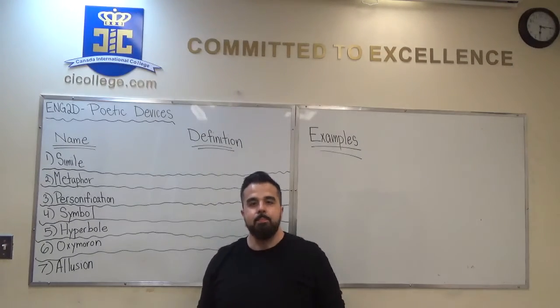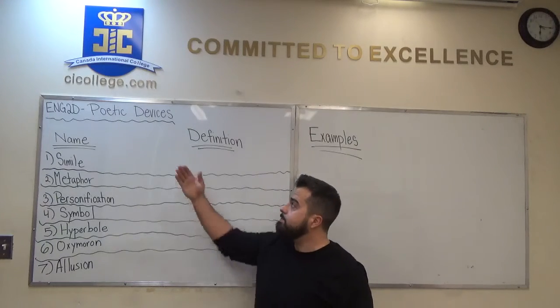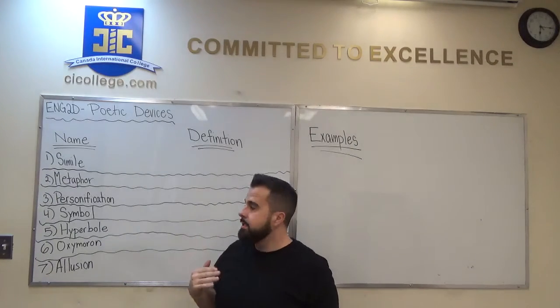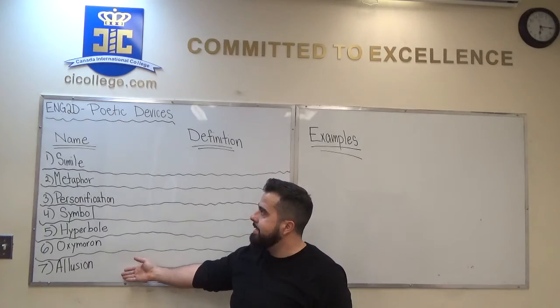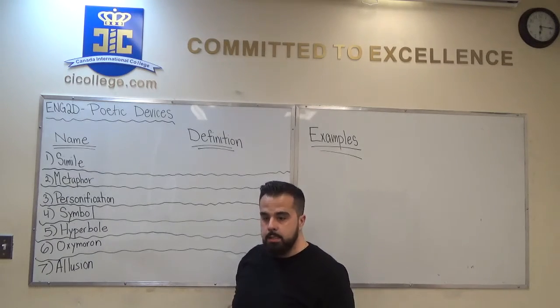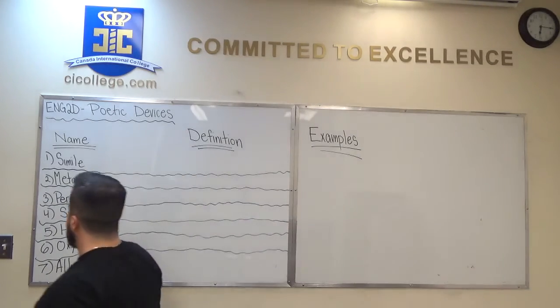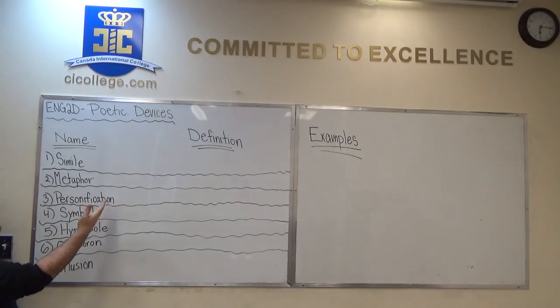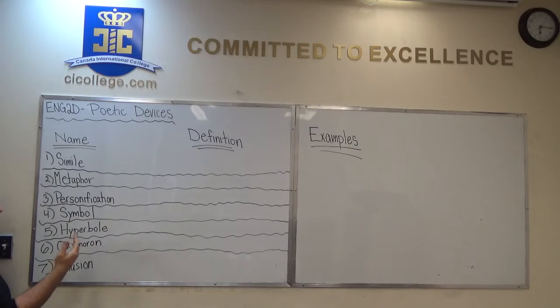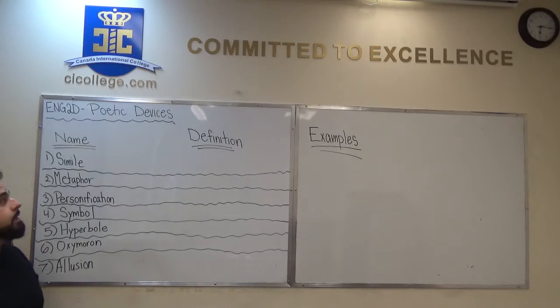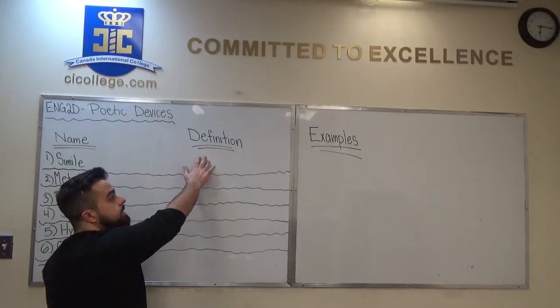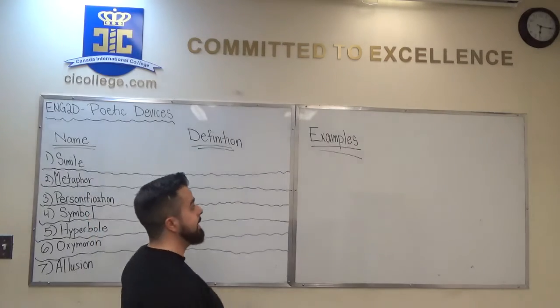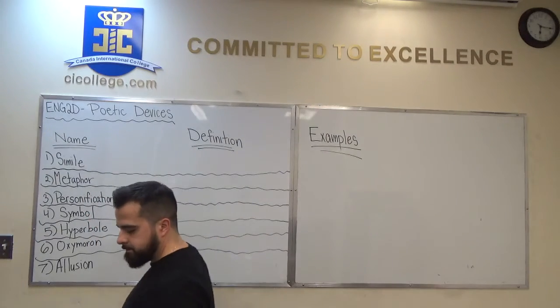Alright, hello guys. Today our lesson is going to be about poetic devices. And we have 7 different names that we're going to learn today. We have simile, metaphor, personification, symbol, hyperbole, oxymoron, and allusion. So let's go through these one at a time. We're going to talk about their definitions, and we're going to provide some examples, okay?